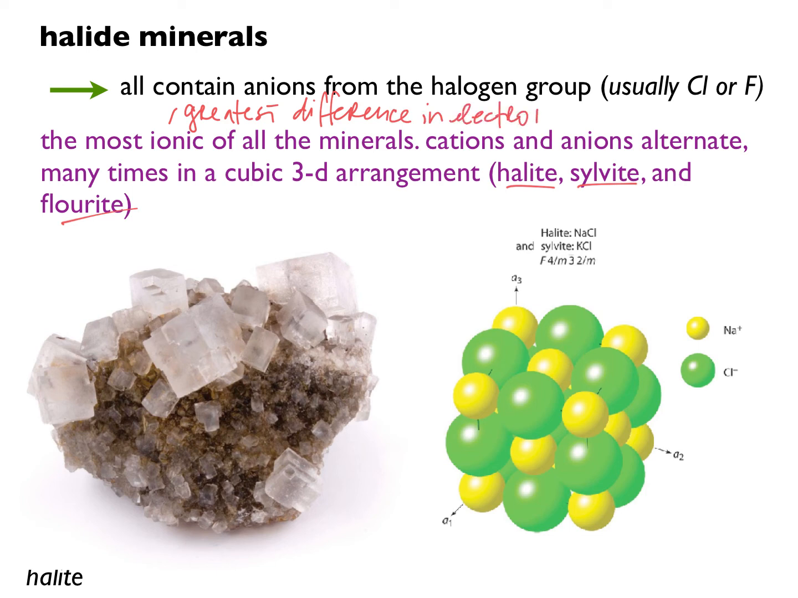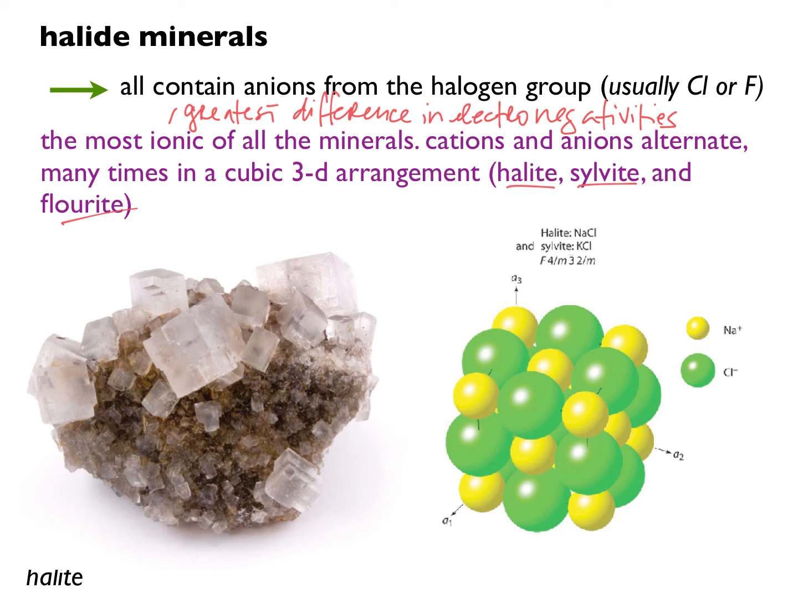So that's what we mean when we say that something is really ionic. If we were to take the electronegativity of chlorine or fluorine, which is really high, and then subtract the electronegativity of halite, sodium, potassium, or calcium from that, those have very low electronegativities. So the difference is huge, and therefore these minerals are very ionic. So they're going to behave according to Pauling's rules perfectly.